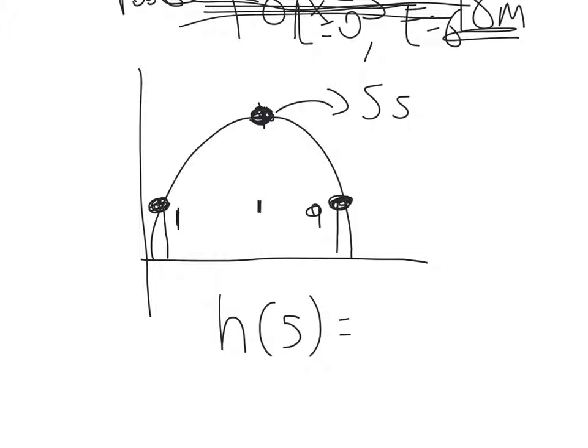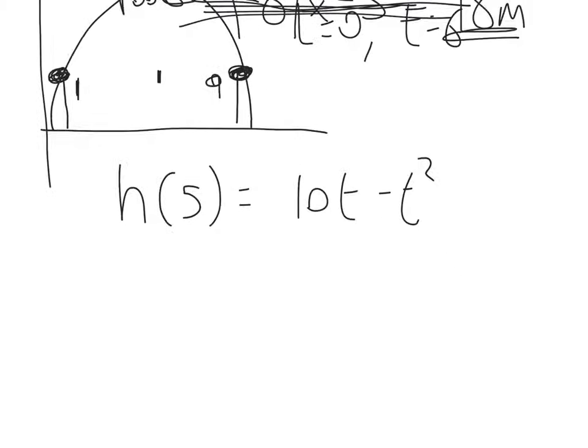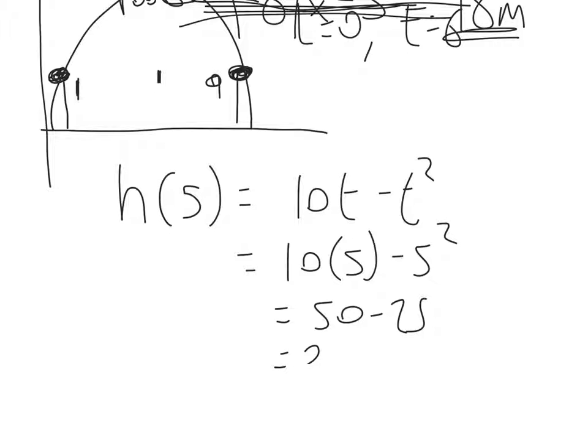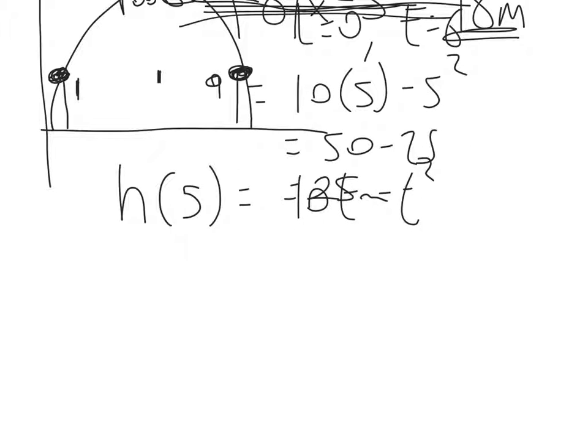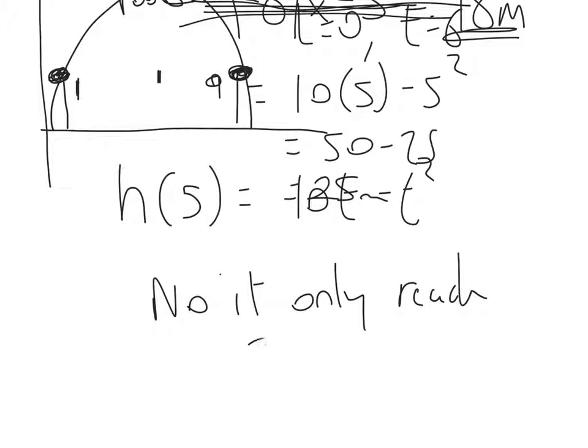So the formula again was 10t minus t squared, and I'm subbing in t equals 5. So that will be 10 lots of 5 minus 5 squared. That's 50 take away 25, and that's 25 meters. So the answer would be no, it only reaches 25 meters.